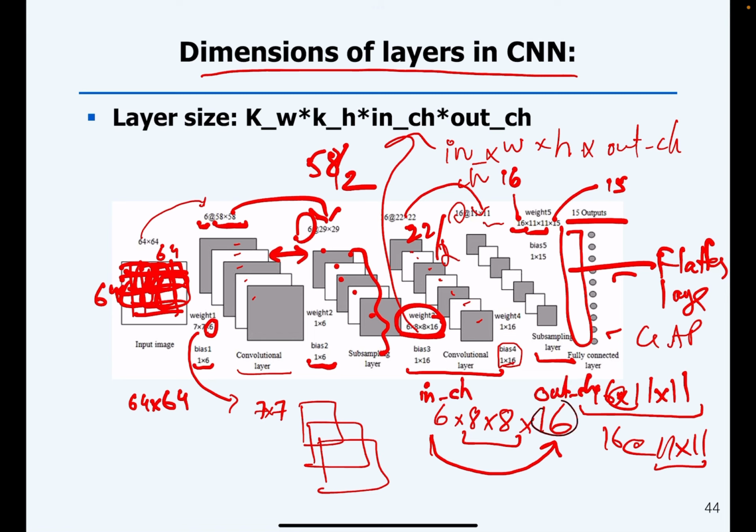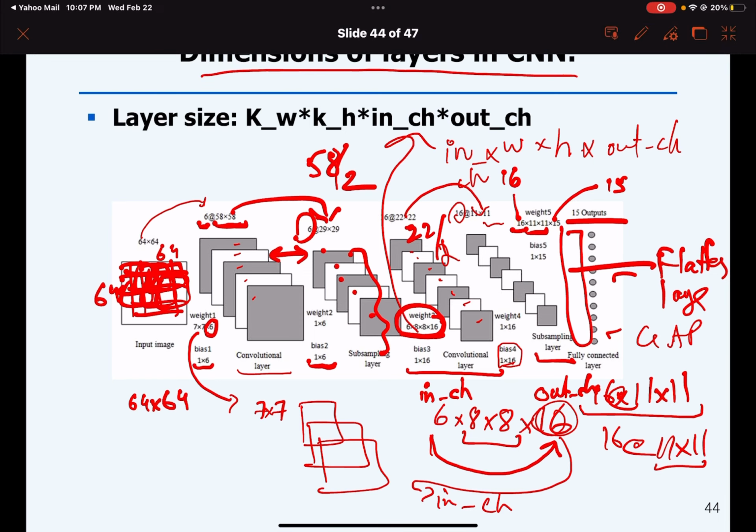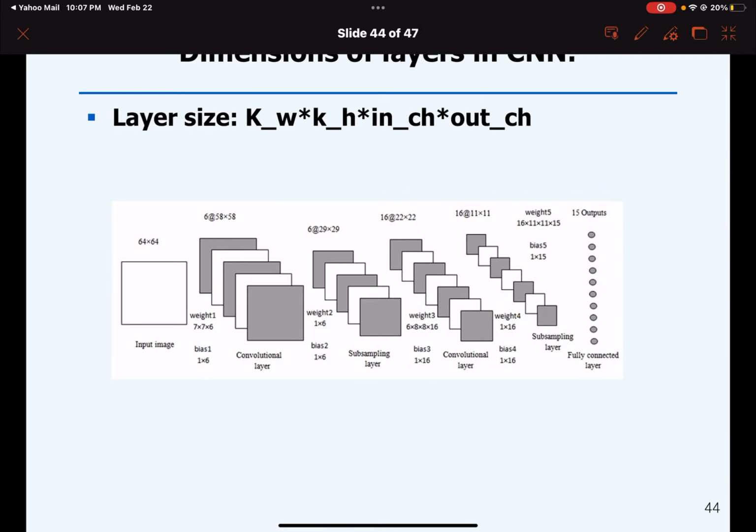So this output next will become the input for the next layer, right? We can see here that this was the output, it became the input, but we now want to increase the number of channels after the convolutional layer. So we will have 16, each of size 22 cross 22, because we have a kernel size 8 cross 8.